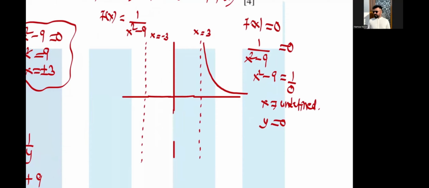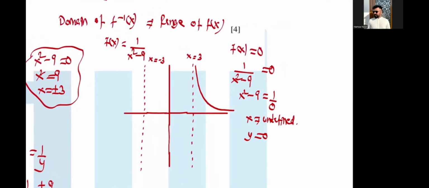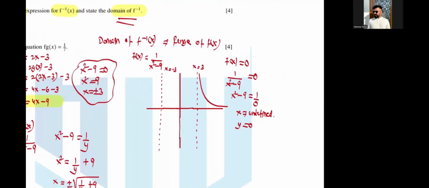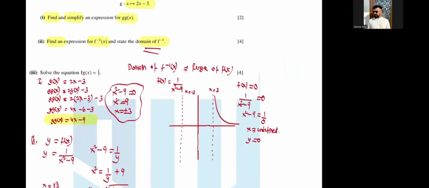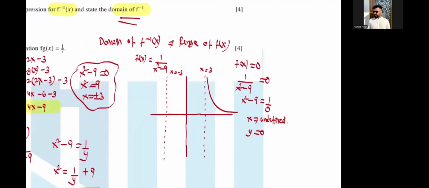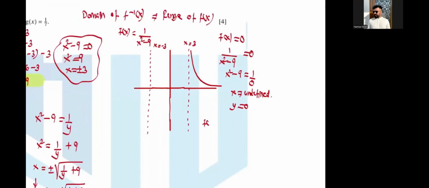And as we have already seen, x equals 3 is a vertical asymptote. So this is basically the graph as per the requirement of the domain. As we can see, the complete graph is above the horizontal asymptote, meaning it is above the x-axis. Therefore, I'm going to say that f(x) is greater than 0, or you can say y is greater than 0.